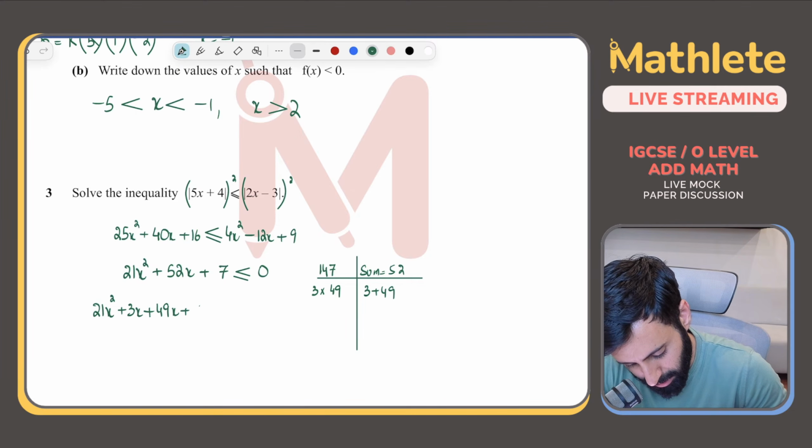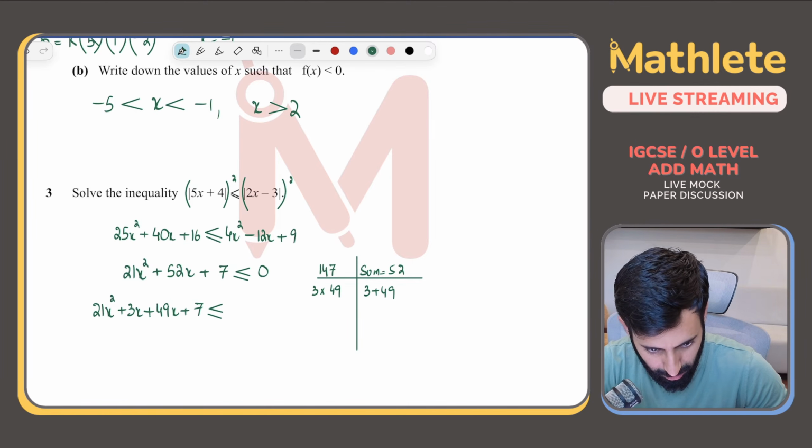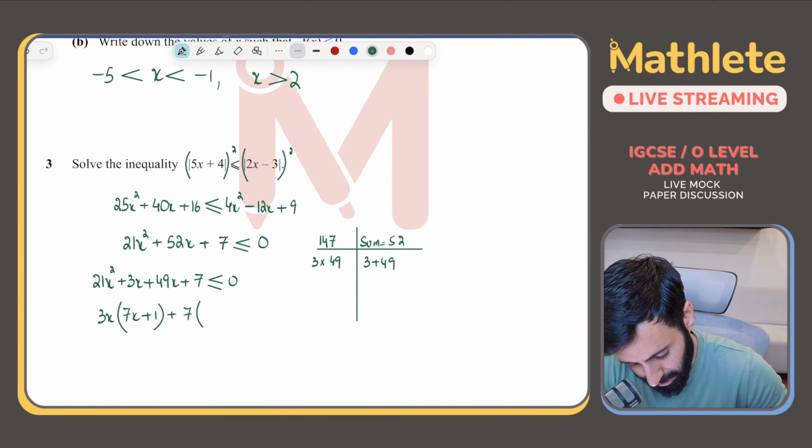So 21x squared plus 3x plus 49x plus 7 is lesser than or equal to 0. Now let's take 3x common. If I take 3x common, we have 7x plus 1. Then let's take 7 common. If I take 7 common, we once again have 7x plus 1, which is lesser than or equal to 0.